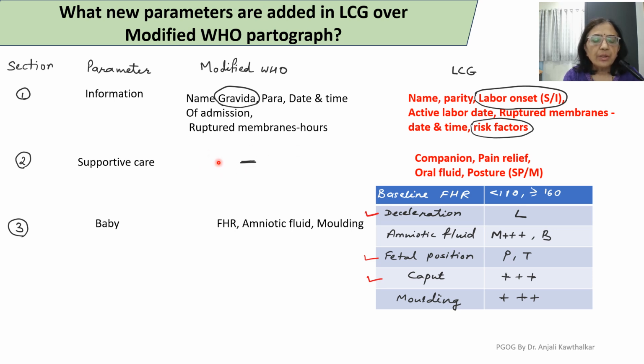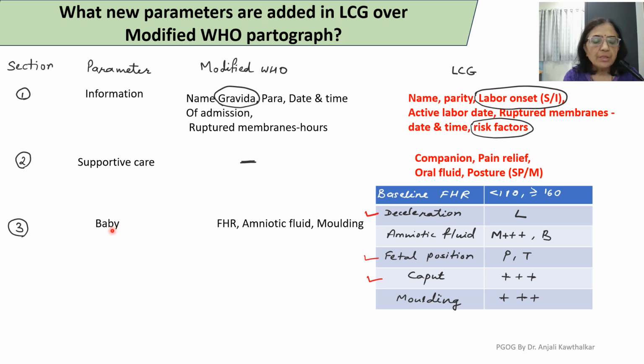Supportive care was not included in the modified WHO partograph, whereas it has been given quite a lot of importance in the LCG, where there are 4 components: companion, pain relief, oral fluid intake, and posture. Supine posture is considered an alert or a bad feature, whereas if the patient is ambulant, mobile, or in lateral position, that needs to be documented and it is considered a better posture.